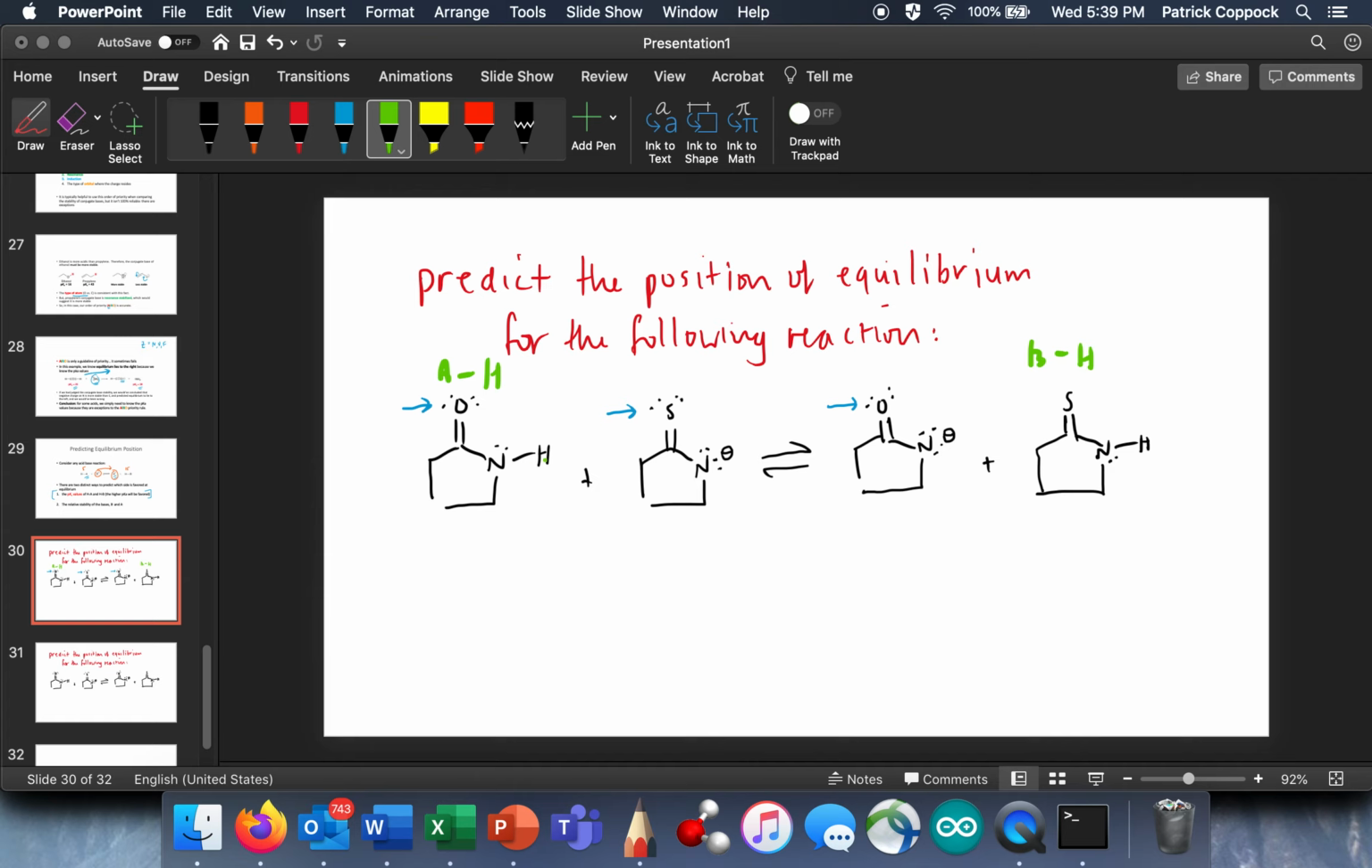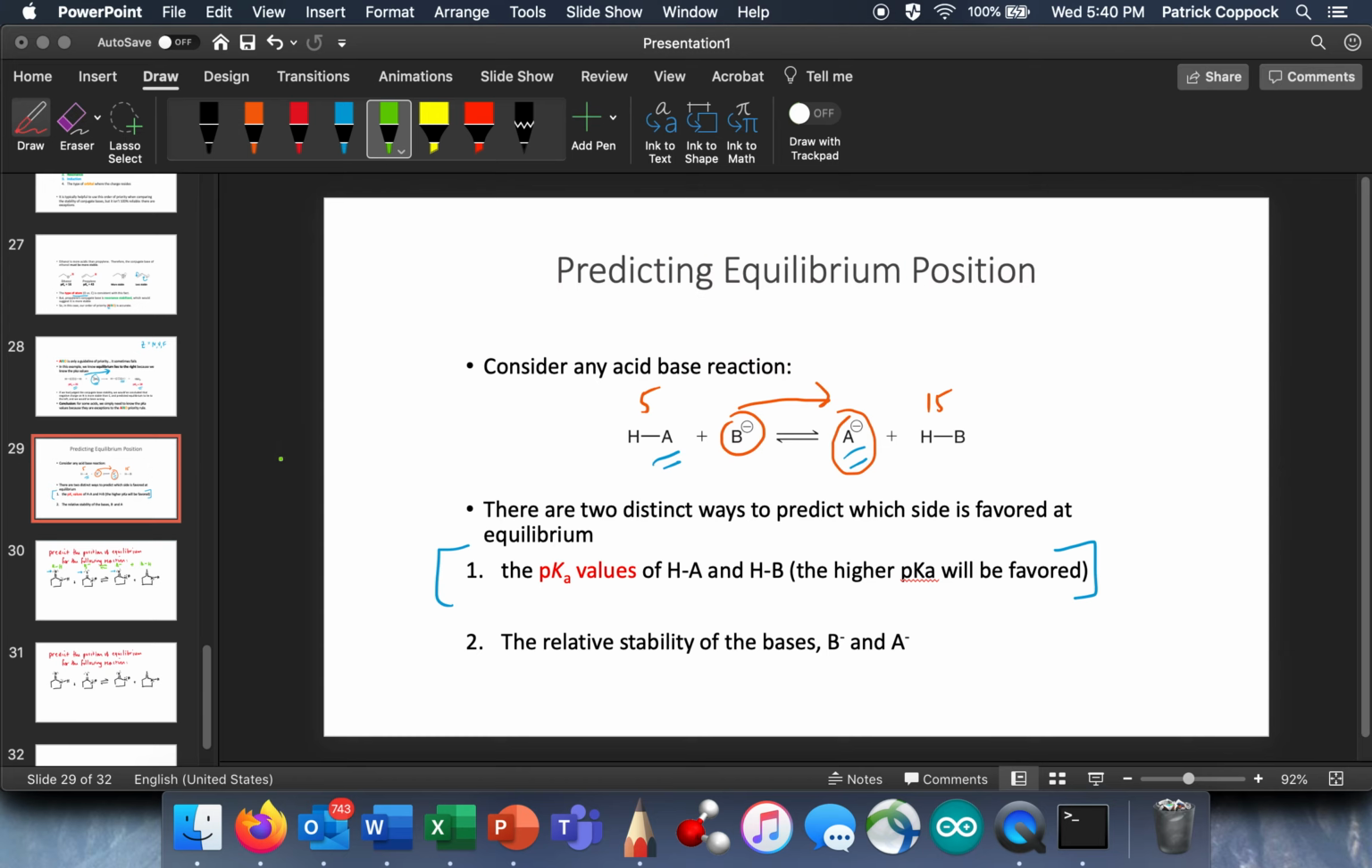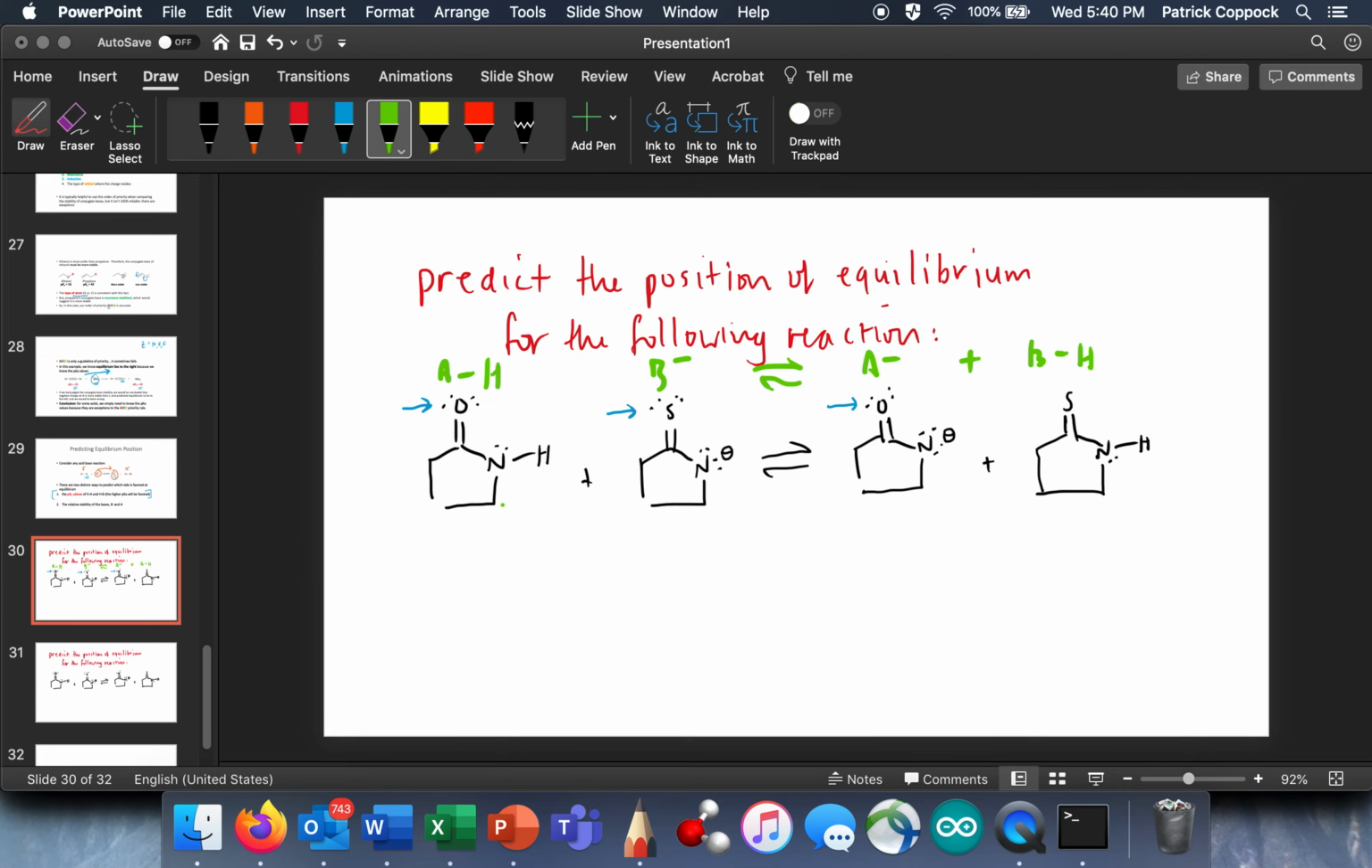So can you see AH? If I strip off that proton, I'm left with A minus. And I start out with some other compound, some base, let's call that B minus. And when I put a proton on, it becomes HB. So this is common notation for these reactions. Let's go back and see, we just did it on the previous slide: AH and B minus, A minus and HB. So this is an example of that.